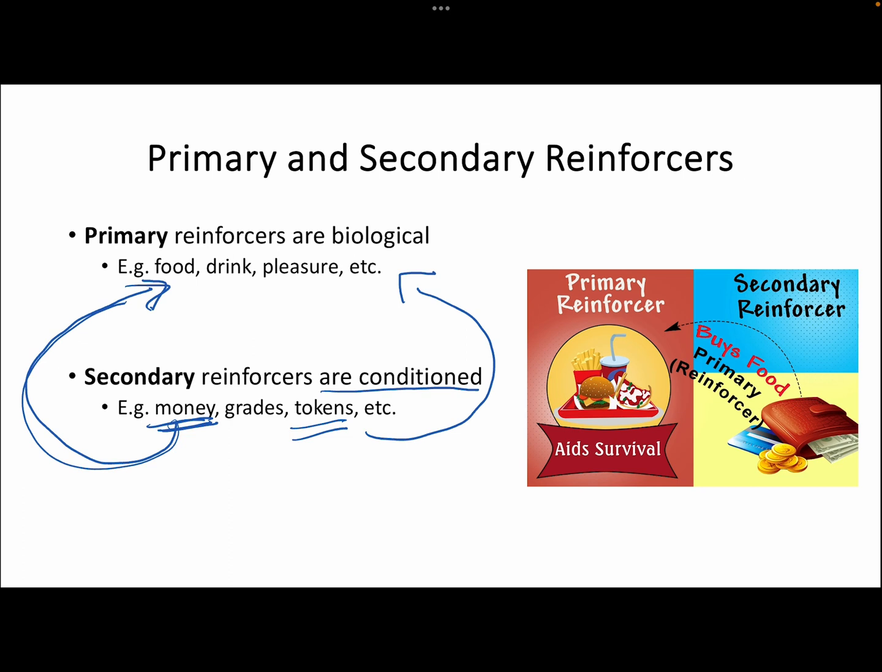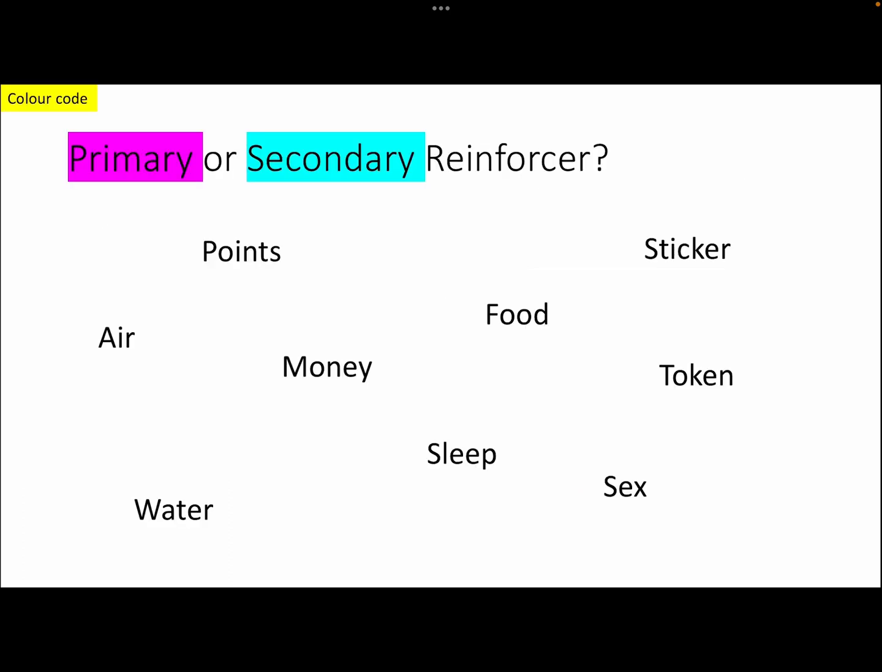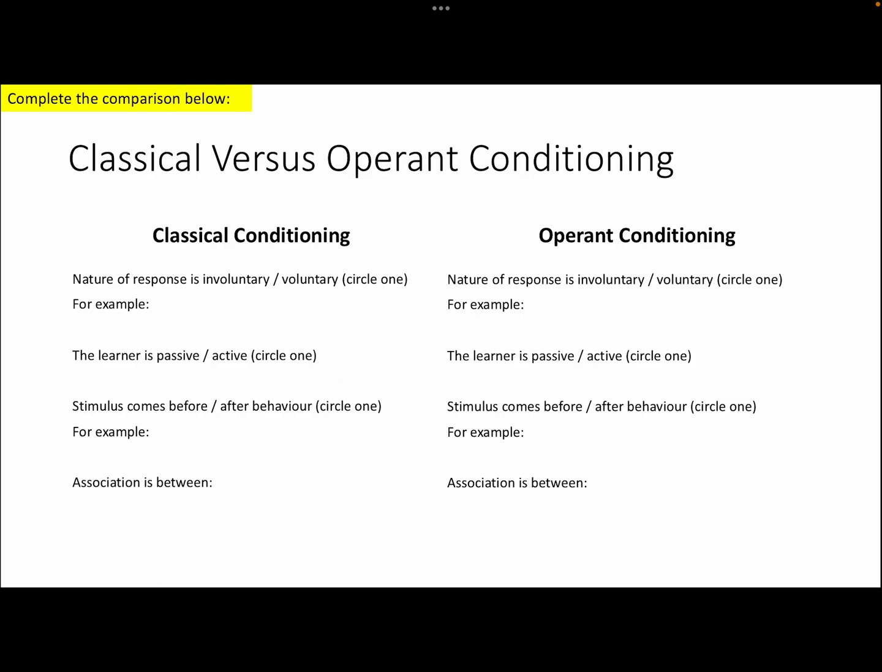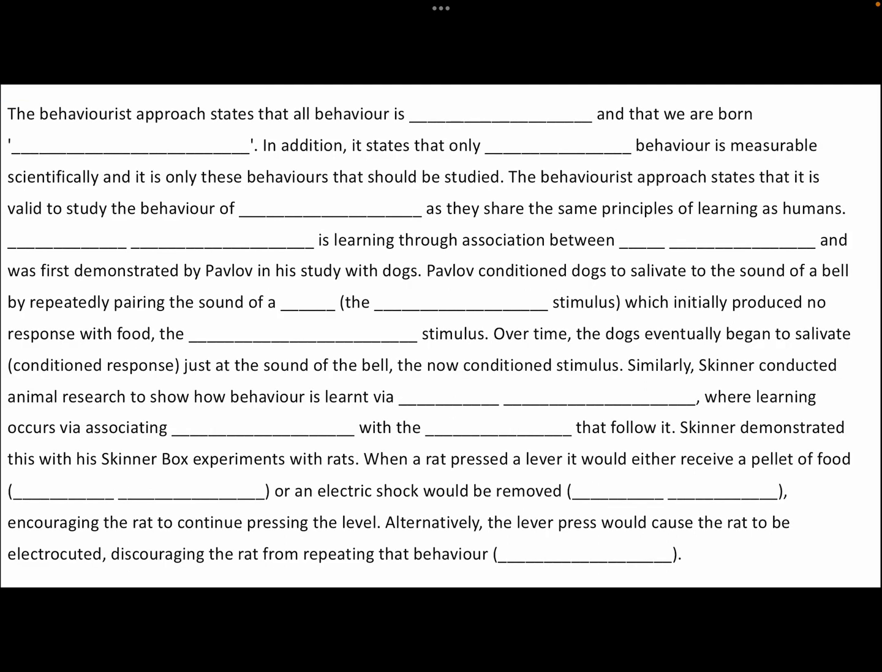So what I'd like you to do is take a moment to color code here. You can pick your colors, and I'd like you to circle primary reinforcers in one color and secondary reinforcers in a different color. I'd then like you to complete this comparison table. So for these ideas, I want you to circle one. Classical conditioning is either involuntary or voluntary. Circle whichever one is relevant, and likewise the same for operant, and work your way through this table, please. And then finally, please complete this 6-mark AO1 summary of the key principles of behaviourism. So take your key terms and fill in those gaps.